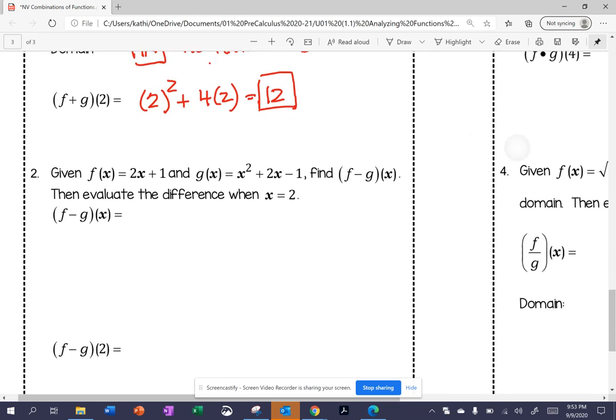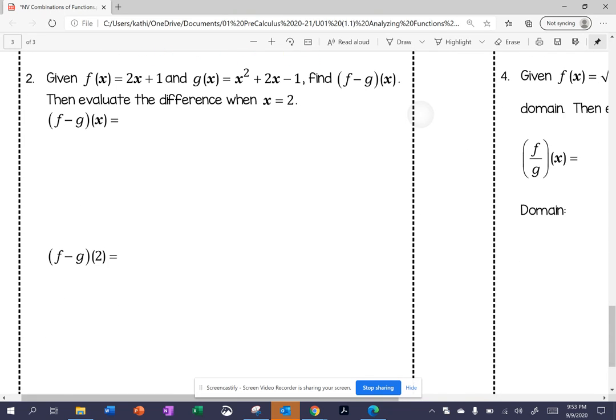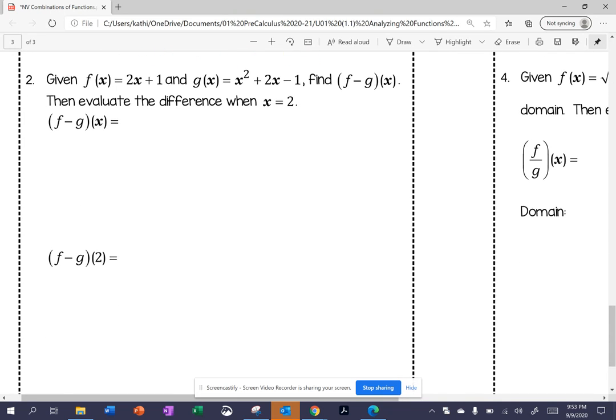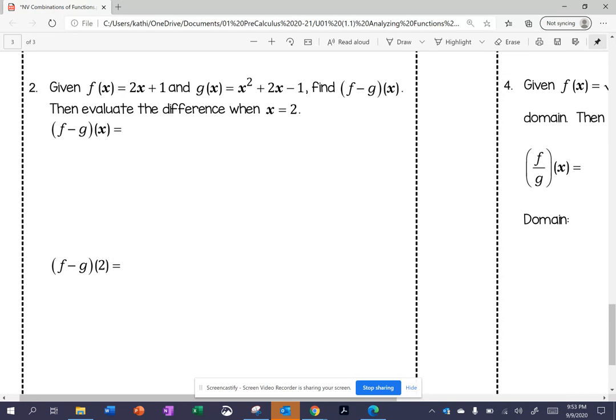All right, let's try number 2. I have the same functions again, but this time I'm going to find the difference. And I'm still evaluating at x equals 2. So this time I'm going to subtract my functions. So I have 2x plus 1 minus x squared plus 2x minus 1.